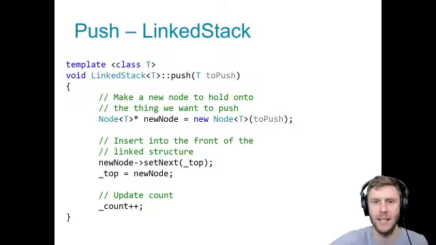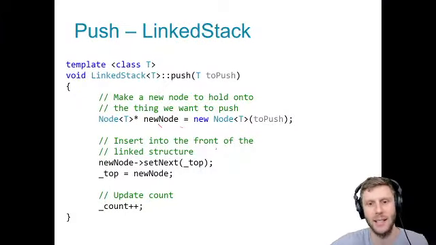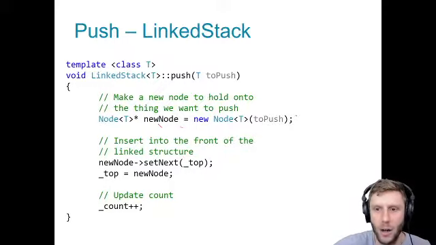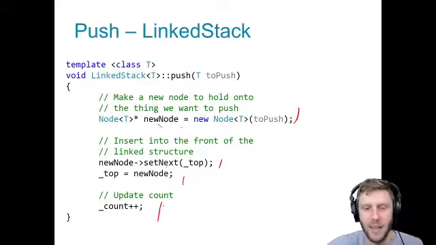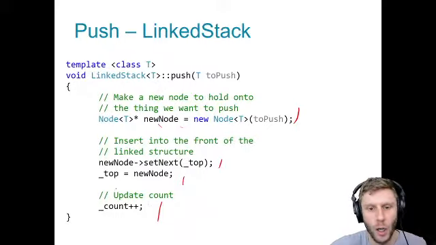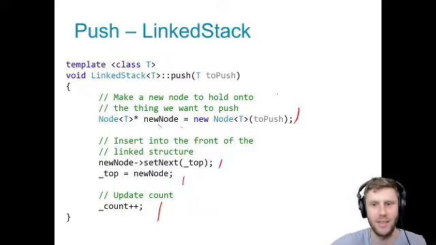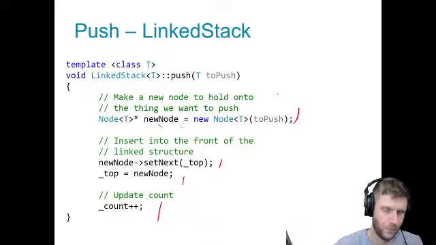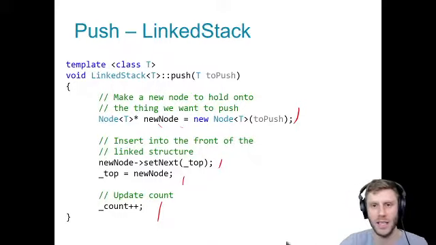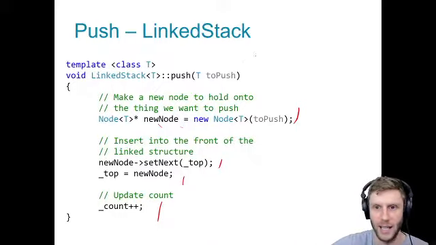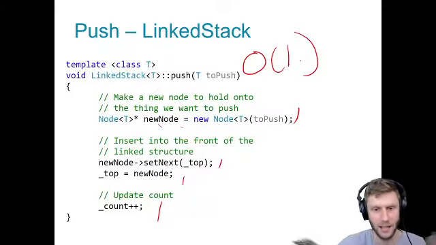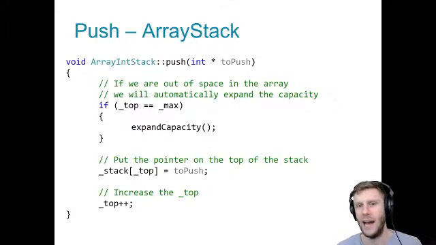Why? Well, because all we have to do is make a new node, put the data in it, set its next to the top, and then update what top is and increase count. Those are all like 1 unit of time, let's say. All of this work does not depend on the size of the stack at all. So when we push onto a linked stack, it's order 1. That's fantastic.